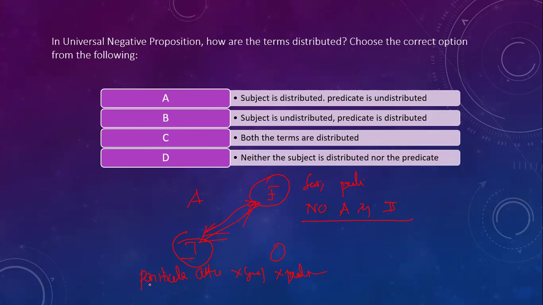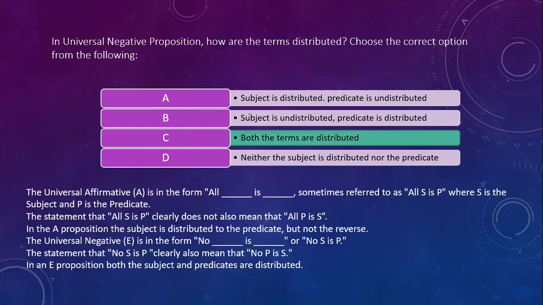So we know that in particular affirmative, both subject and predicate are not distributed. So in the opposite, we can say that both subject and predicate are distributed. So C is the correct answer. Both the terms are distributed.